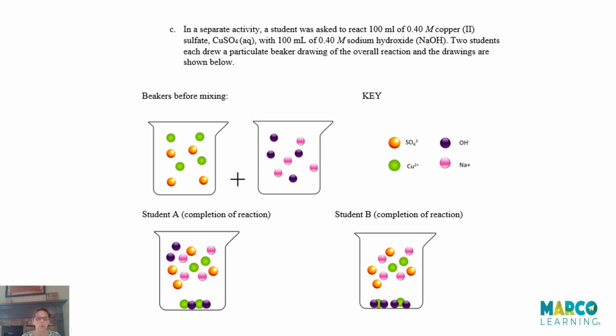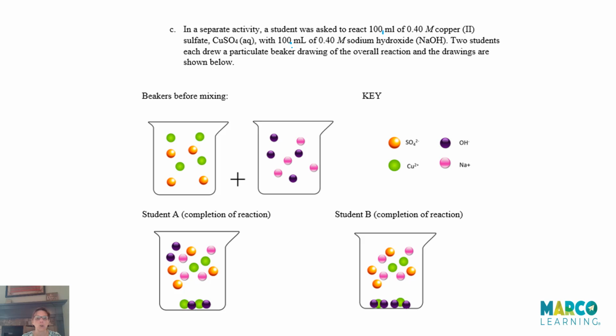Okay, moving on to letter C, beaker diagrams. These are very popular on the AP chemistry exam. So we are given in a separate activity, a student is asked to react 100 milliliters of 0.4 molar copper 2 sulfate. And I'm going to say that that 100 milliliters, let's go ahead and put a decimal place right there so we do not worry about our significant figures being 1. There we go. So 100 milliliters of 0.4 molar copper 2 sulfate with 100 milliliters, put a decimal place there too, of 0.4 molar sodium hydroxide.